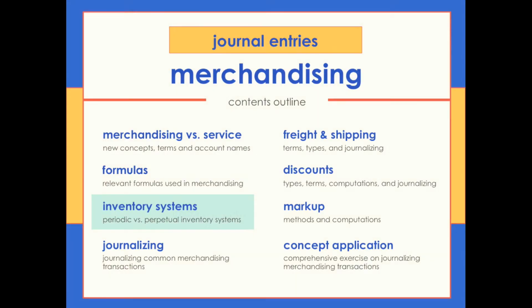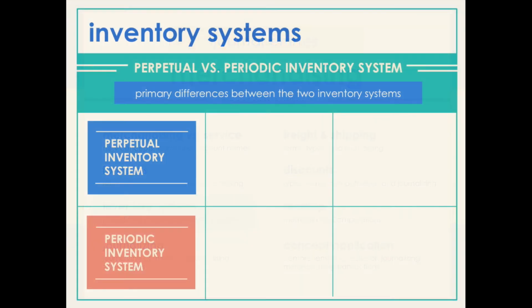Now let's talk about the two types of inventory systems used to monitor the company's inventories. A merchandising business uses an inventory system to value the inventory it has on hand at the end of the period. This system may either be the perpetual inventory system or the periodic inventory system. We will now go through the differences between the two.